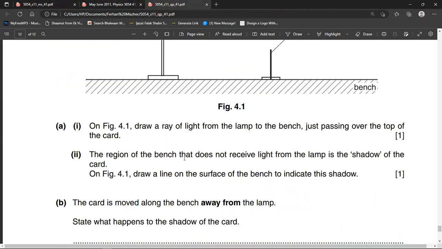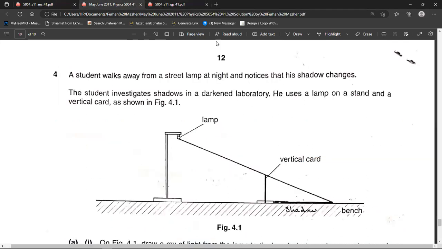Then, the region of the bench that does not receive light from the lamp is the shadow of the card. On figure 4.1, draw a line on the surface of the bench to indicate this shadow. So this is the shadow. You see, this is the shadow.